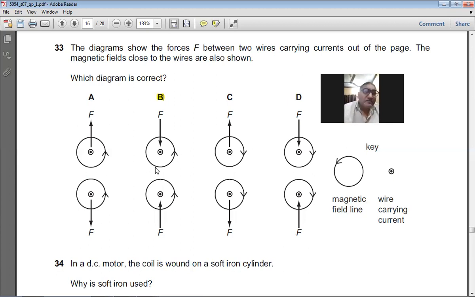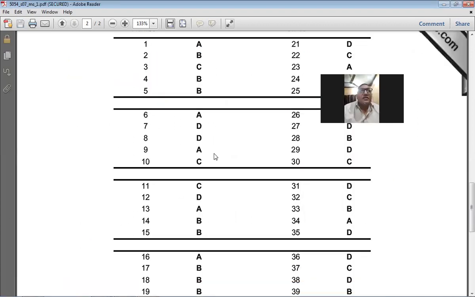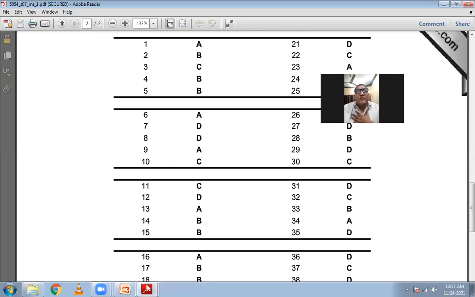Because here the magnetic field shown is anti-clockwise. So B is the best option. They will be attracting and the magnetic field around them will be anti-clockwise. So I think B is the right option. Let's check. Question number 33, B is the right option.